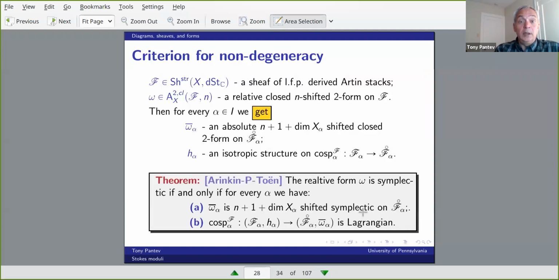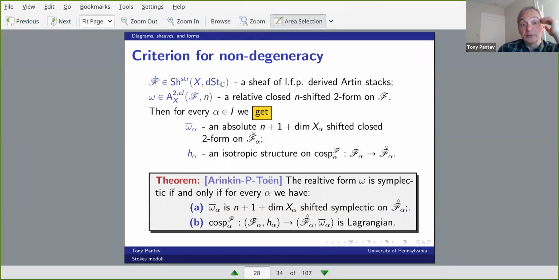Now with this, you can actually characterize relative forms which are non-degenerate explicitly in terms of combinatorial data. So if you have a sheaf of nice algebraic Artin stacks, locally finitely presentable, constructible sheaf, and you have a relative closed and shifted 2 form, then for every stratum, it induces an absolute shifted closed 2 form on the nearby cycles of the sheaf on the stratum.